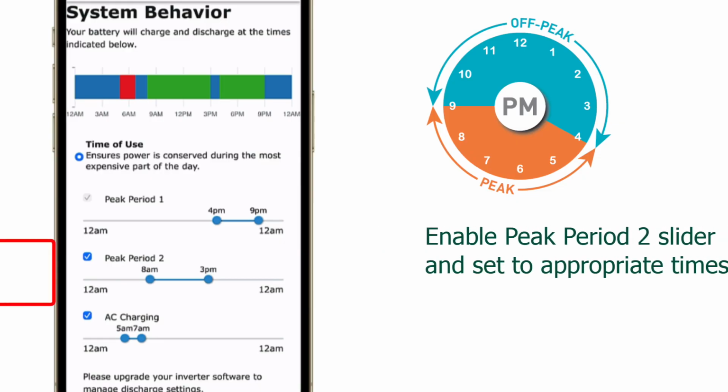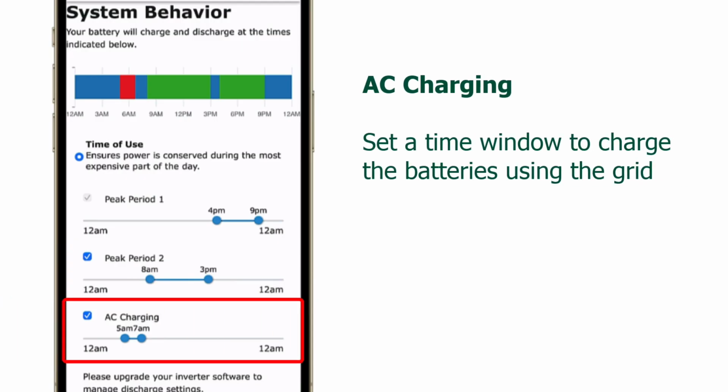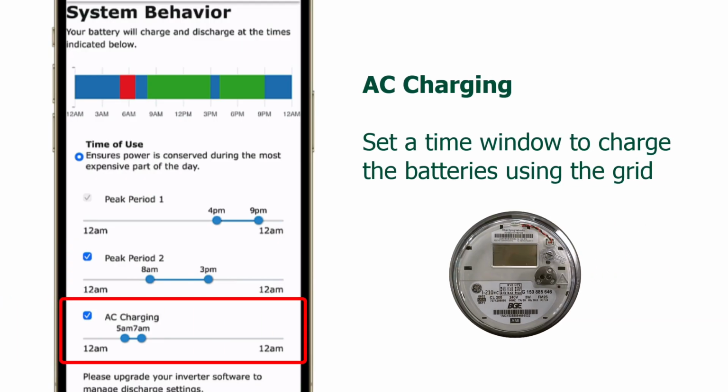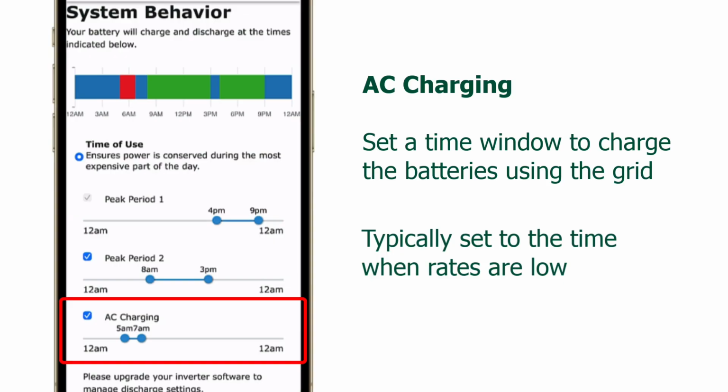Some utilities have multiple windows for mid or low peak periods. Use the Peak Period 2 slider to set this window. The last slider allows you to set a grid charging window. Select this box and use the sliders to tell the batteries when to charge using grid power. This window is typically set to a period with the lowest rate.